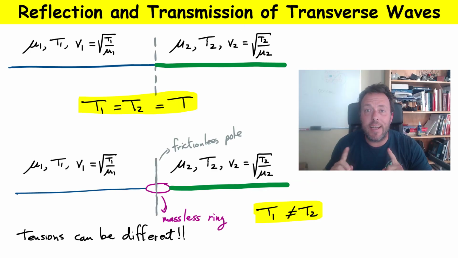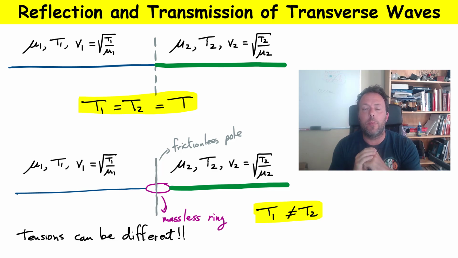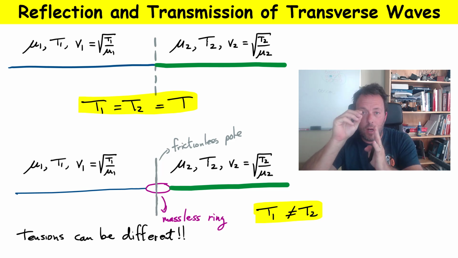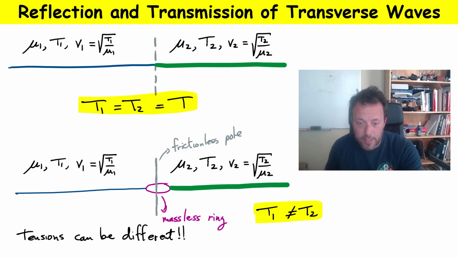So everything I did in this video, I assumed that the tension was the same. T1 was equal to T2. We made that argument, and that would be true if the strings are connected to each other. Now there is a more complicated case. If the string, the blue one, was connected to this ring, and the ring was attached to a pole where there's no friction between the ring and the pole, and then on the other side, I connect that green string.